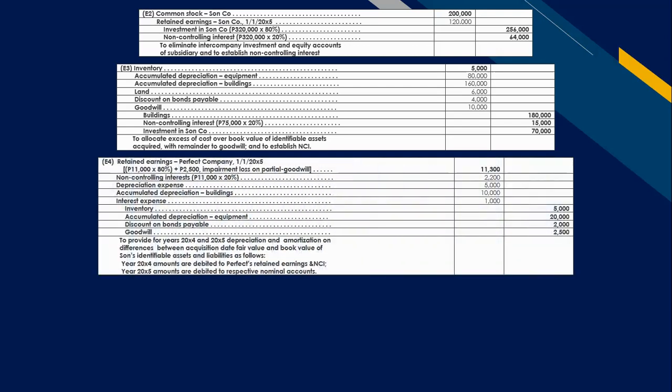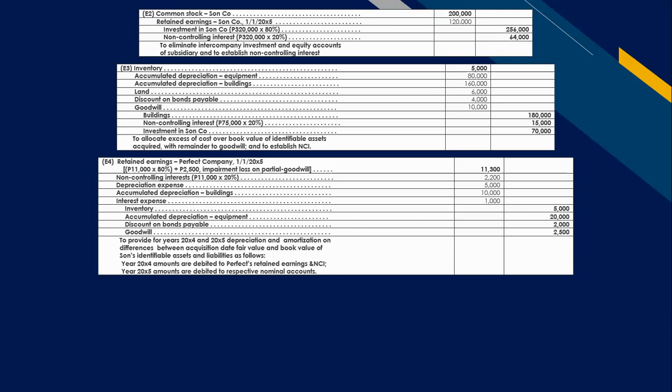Retained earnings is debited for Perfect Company January 1. So we now have 11,000 times 80%. So that makes 8,800 plus 2,500 impairment loss on partial goodwill. Then we have to debit non-controlling interest, 2,200.